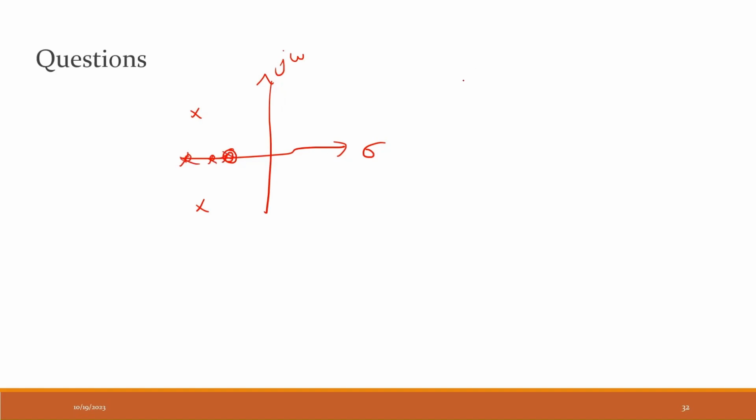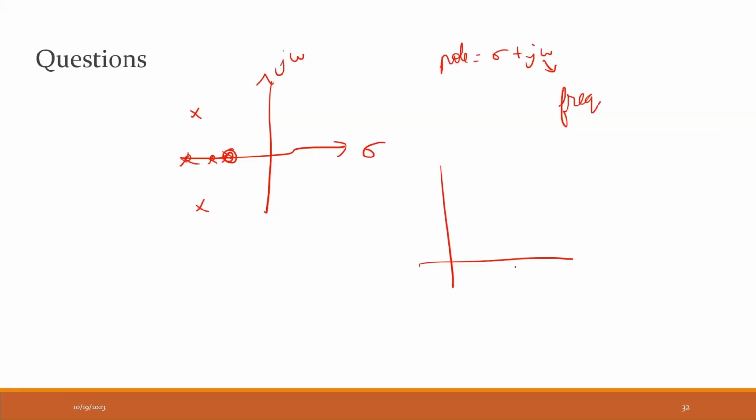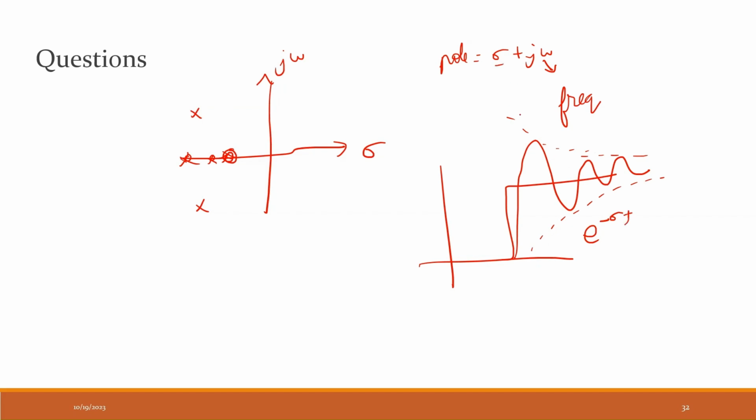So your pole is given by sigma plus j omega. Your omega determines the frequency of those oscillations, as I showed. The frequency of these oscillations is determined by the pole location, j omega, the imaginary part. But if you give a step response, your output will have a damped sinusoidal term. This damping is determined by your sigma, sigma into t.